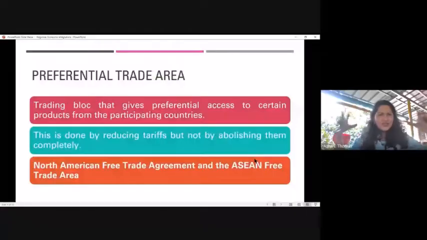Preferential trade area again is a trade bloc. As the name indicates, it gives preferential access to certain products or maybe services within the participating countries. Trade bloc as well as preferential trade area is a generic term. I have put a few examples: NAFTA, the North American Free Trade Agreement, or ASEAN, which is a good example of a preferential trade area agreement.